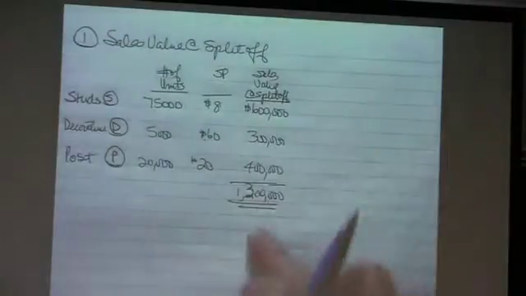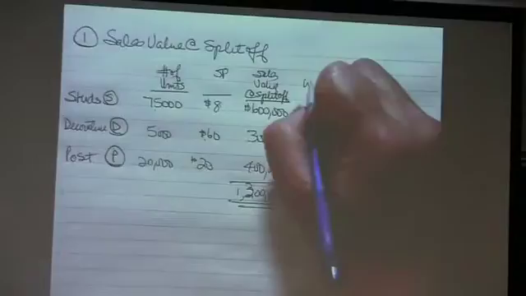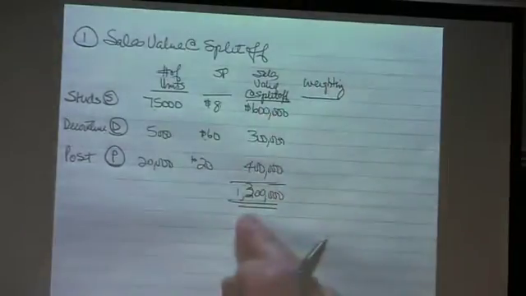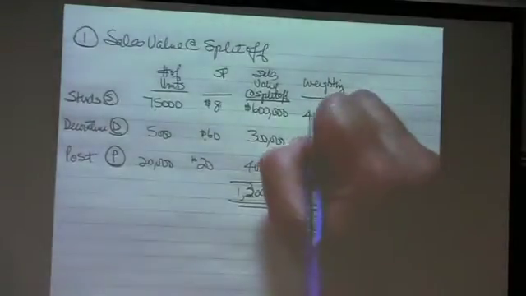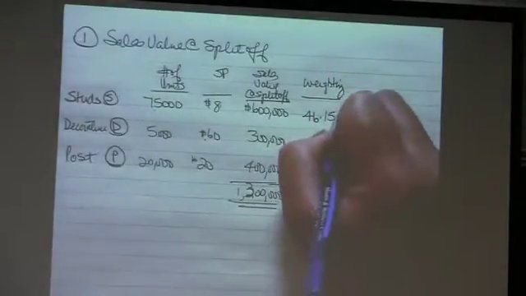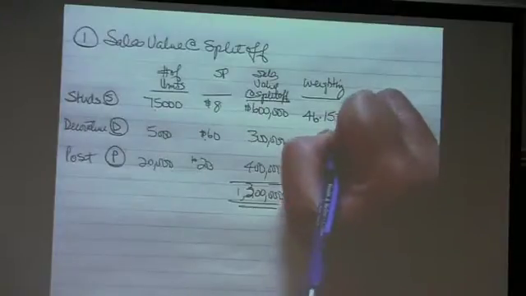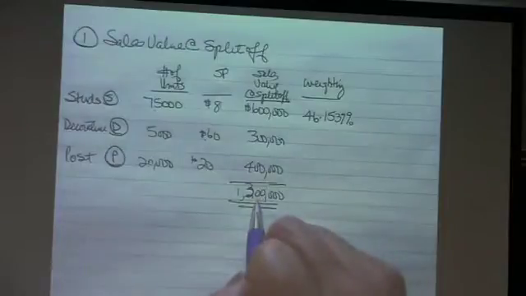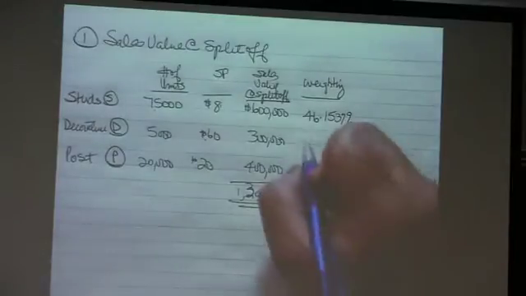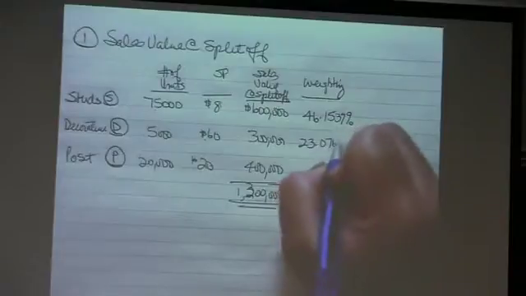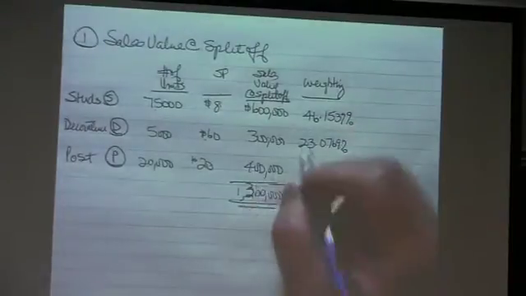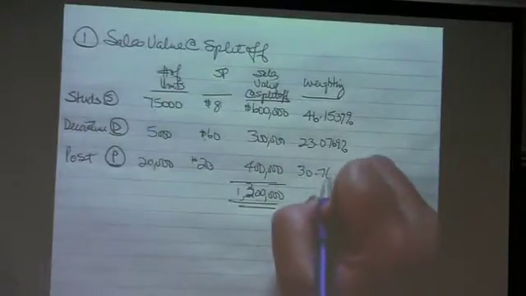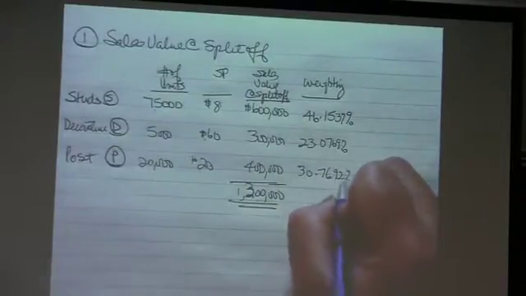Now, what's the relative weight? The weighting is going to be 600 divided by 1.3, which is 46.1539%. 300 divided by 1.3 is 23.069%. And this one is 30.7692%.